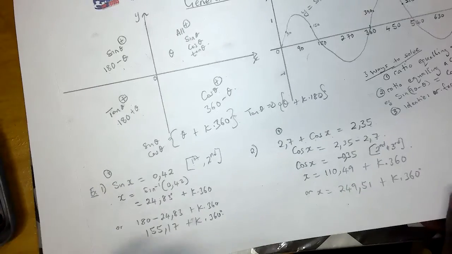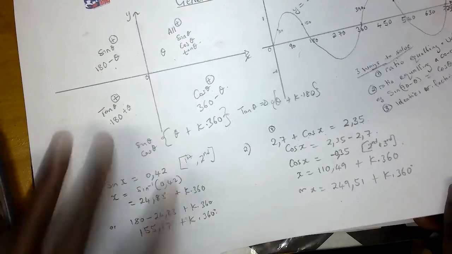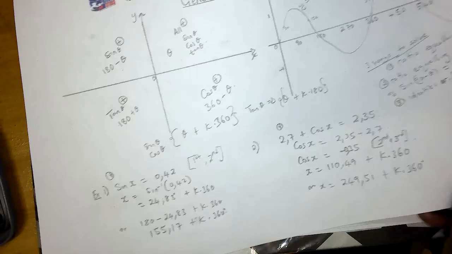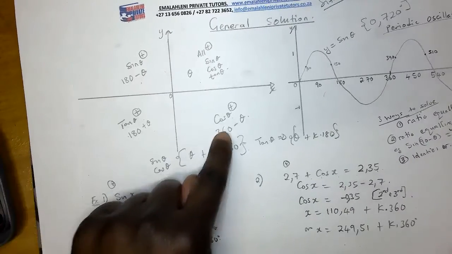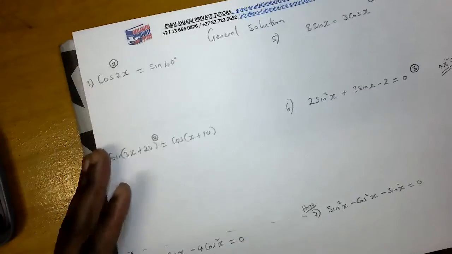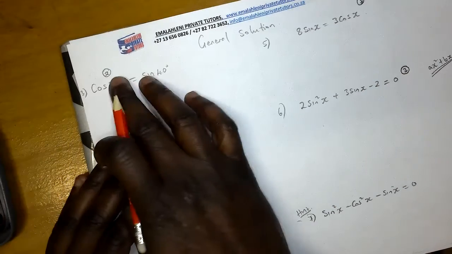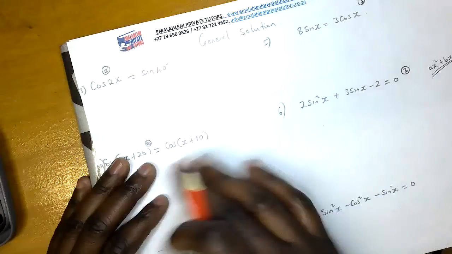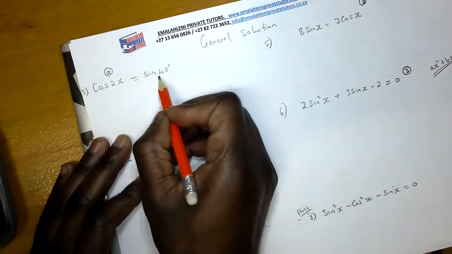So you must always, when you see negative, you must know that we find where it's negative. Whether it's tan, you know that tan is negative in the second and in the fourth quadrant. Now let's go on to another question here. This question here, we'll find that it's applying the co-ratio.